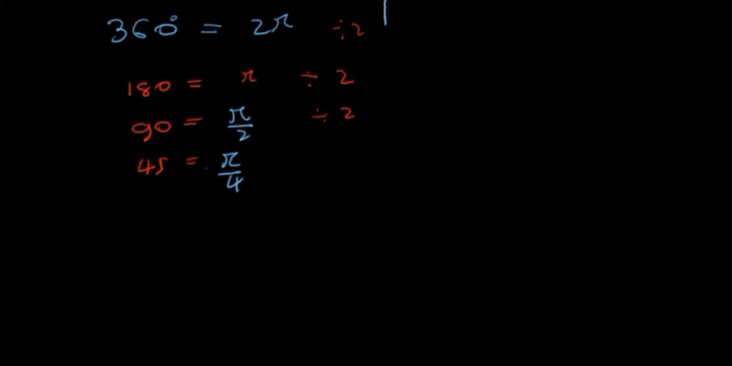Now let me get the 30 series. How to get it? If I divide this value by 6, 360 divided by 6, your answer becomes 60 degree. If you divide 2 pi by 6, that means pi over 3. The answer is 60 degree is pi over 3.